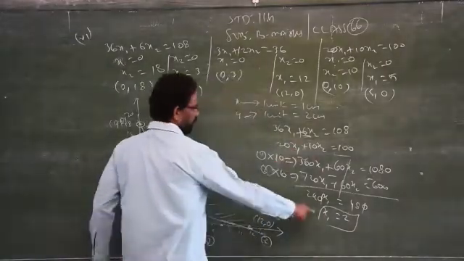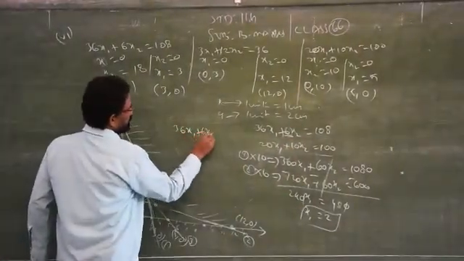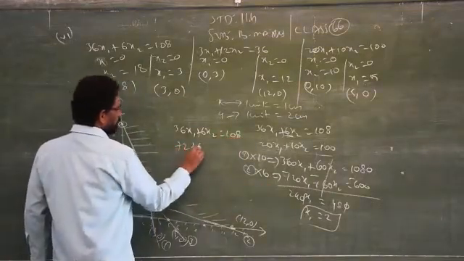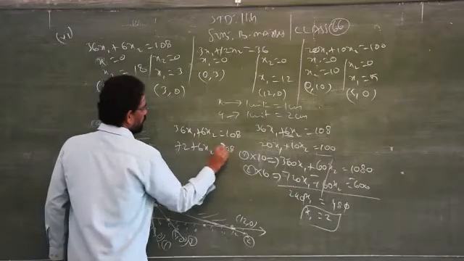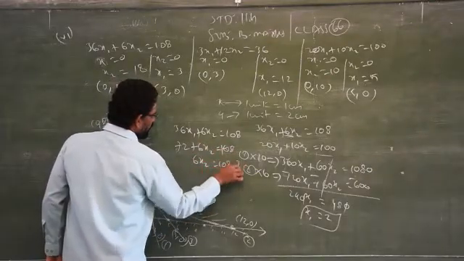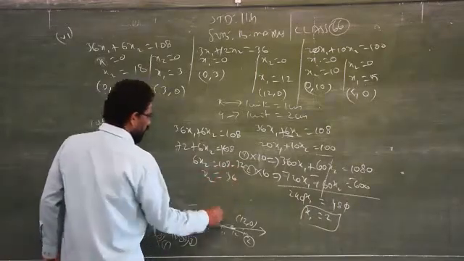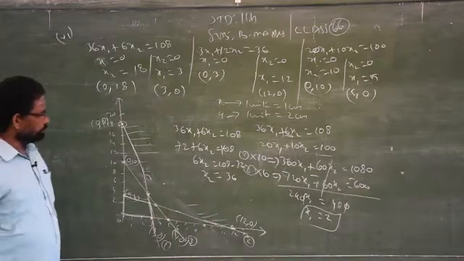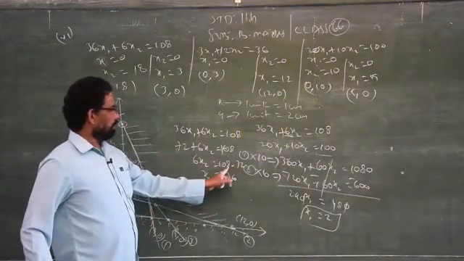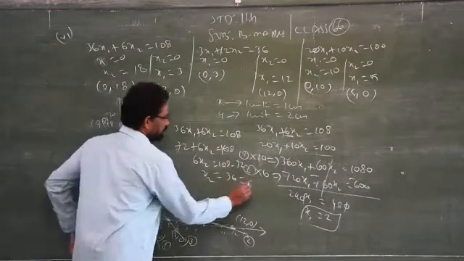So I found the value of x1 as 2, then you have to find out x2 by taking any one of these equations, that is 3x1 plus 6x2 is equal to 108. Replace x1 by 2, you will get 6 plus 6x2 is equal to 108. Then 6x2 is equal to 108 minus 6, which will give you 102... so x2 is equal to, what will be the answer? 36 by 6, it is 6.